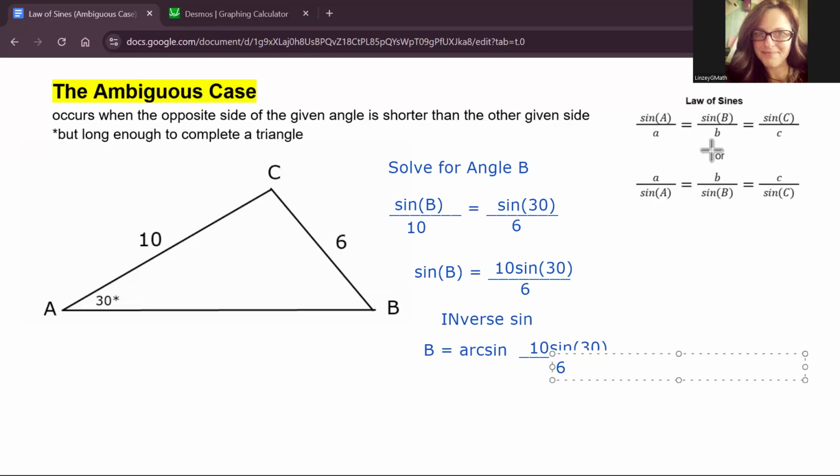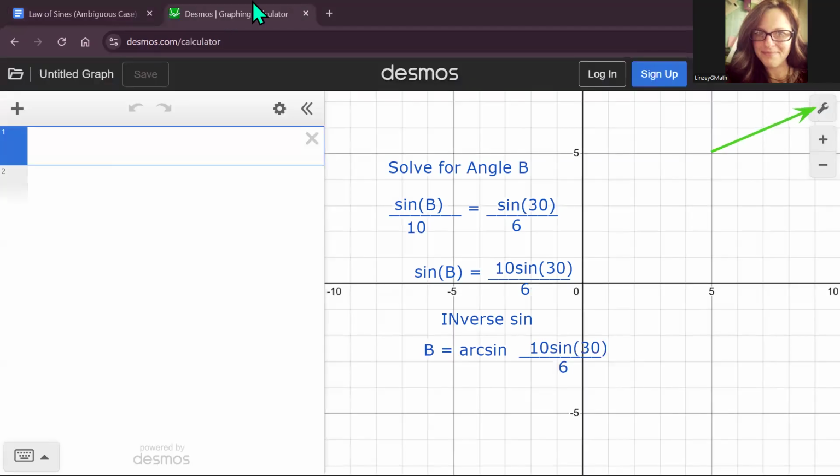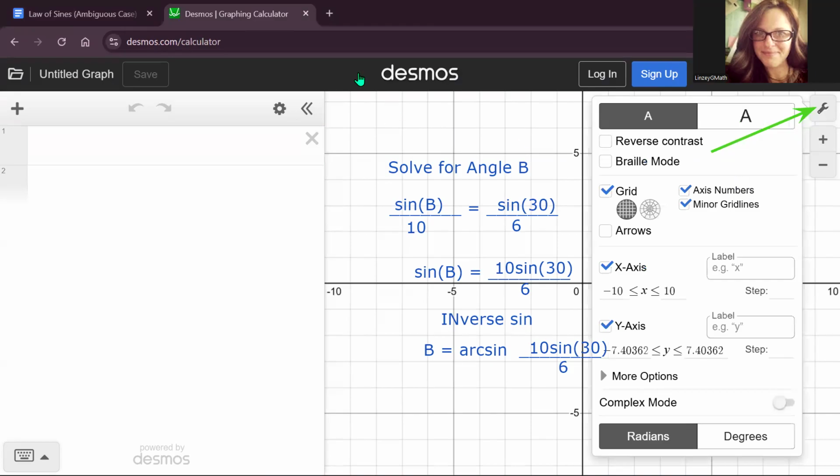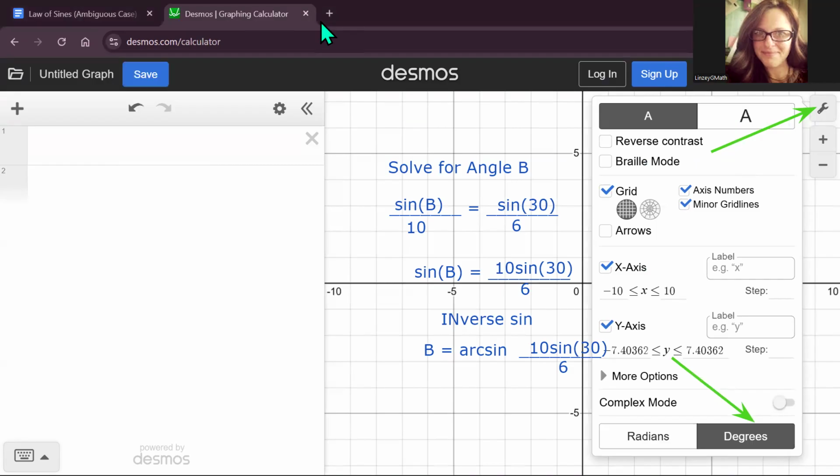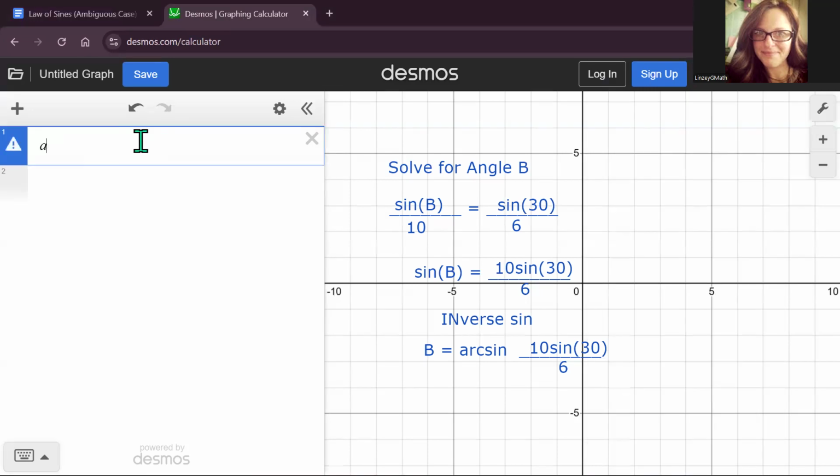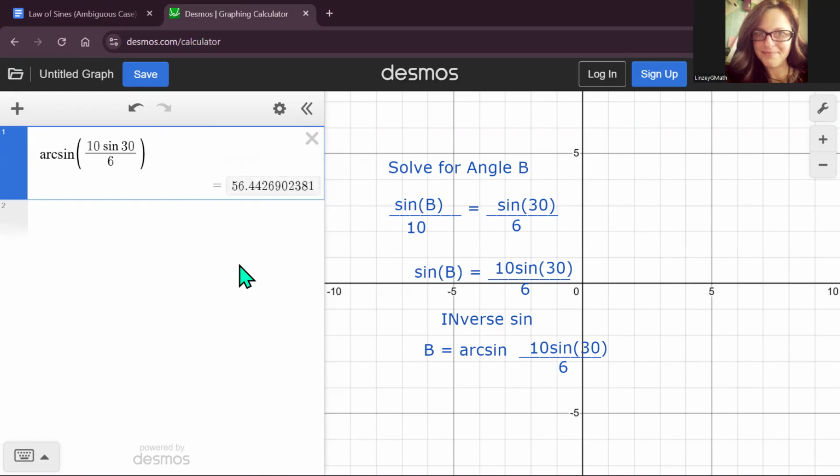I'm using Desmos, making sure that I'm in degrees, clicking the upper right-hand corner, the little wrench, and then down here at the bottom, we'll click on degrees. And then we'll type in arc sine of 10 times sine of 30, all divided by 6. And we see that angle B is 56.4 degrees. I'm going to round angle B to 56 degrees.